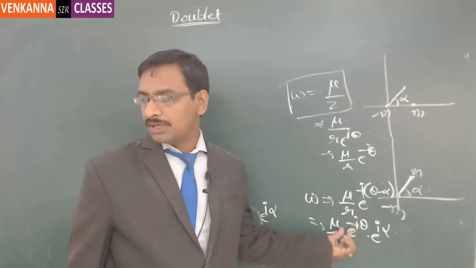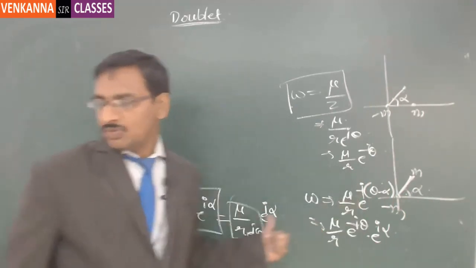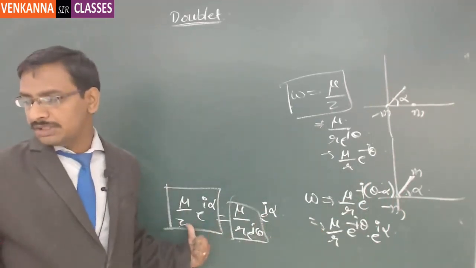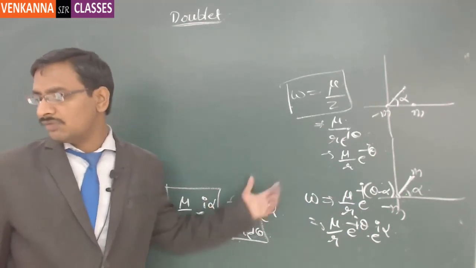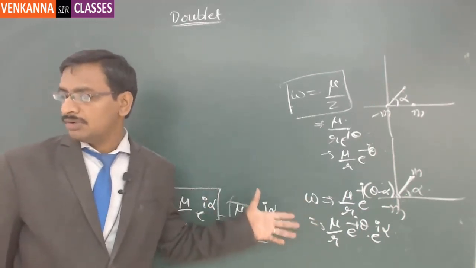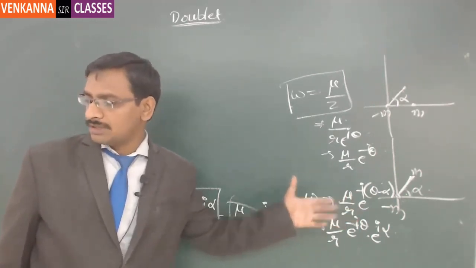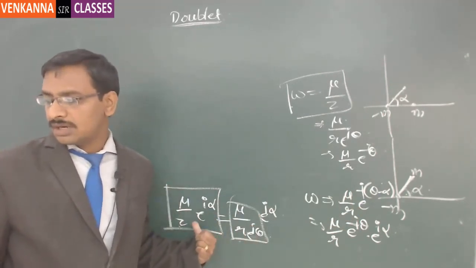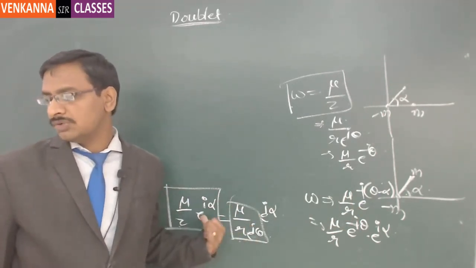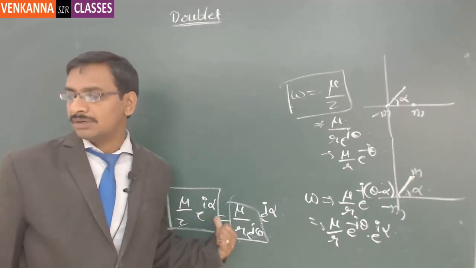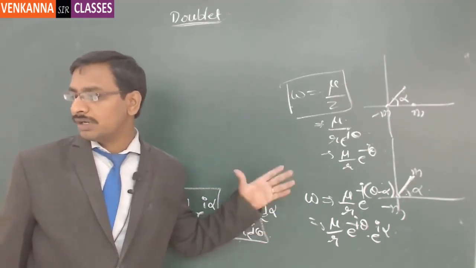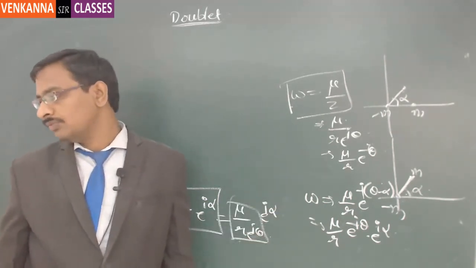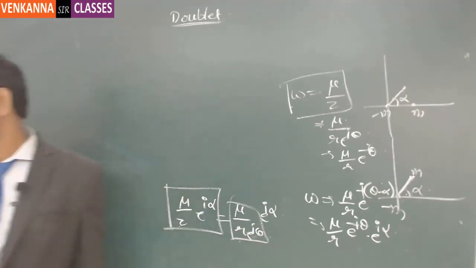So if you put that theta minus alpha in place of theta, what you are going to get is mu by z into e power i alpha. So I converted into polar form and then used the polar equations for the angles. Then finally I converted back into the Cartesian form. So this is how you are going to get the complex potential for a doublet which is oriented with an angle of alpha. Clear? Okay.